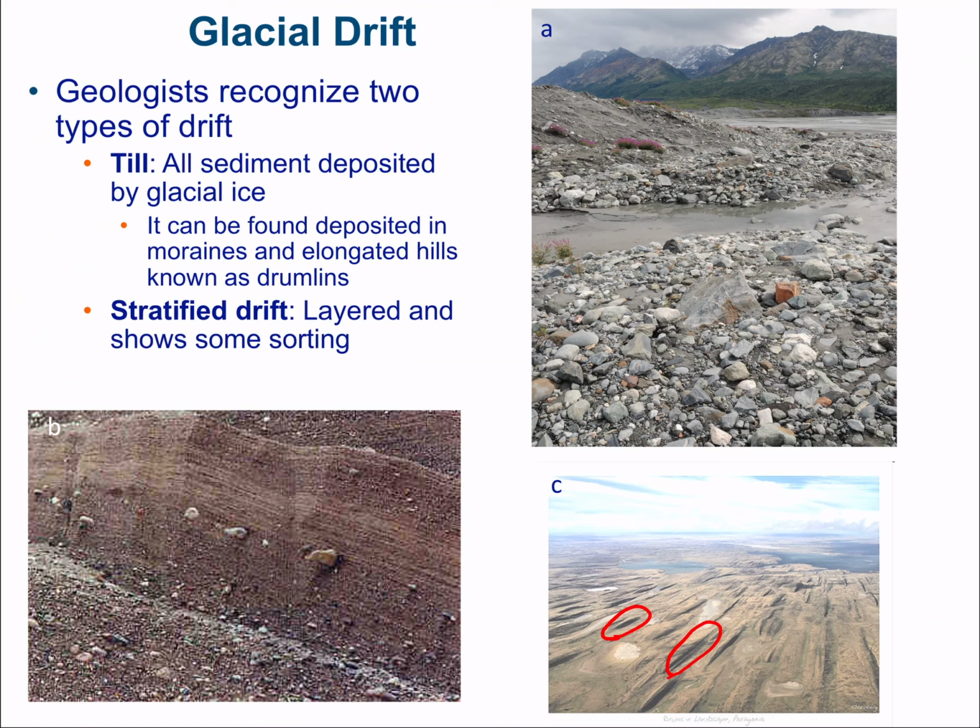In addition to till, the other type of glacial drift is a stratified drift that you can see in picture B, and notice you can see the different layering. So stratified drift is going to be in those layers, and it's also going to show some degree of sorting.